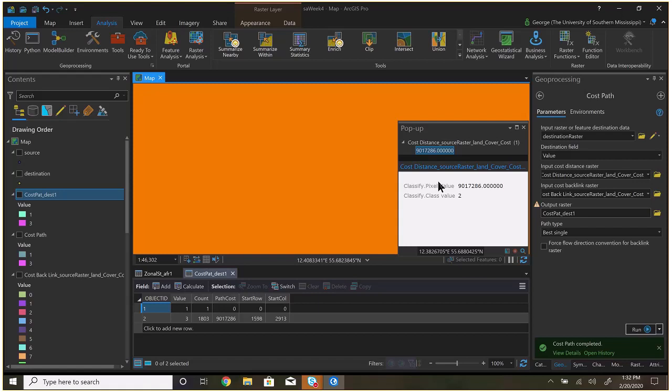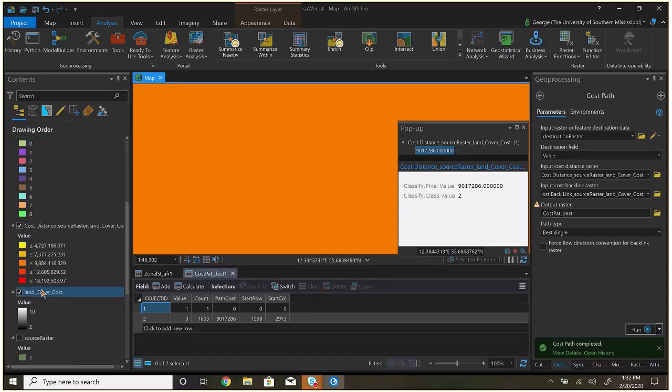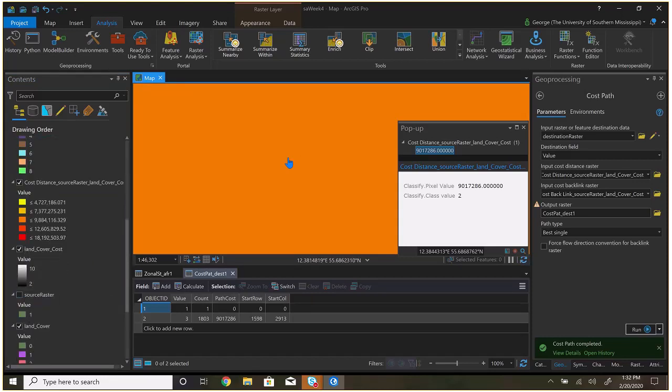All right, well, yeah, I'm not sure, but that's one way to get the value. So you could just click on your cost distance raster at the destination to get the value as well. So you can put that in the homework too.